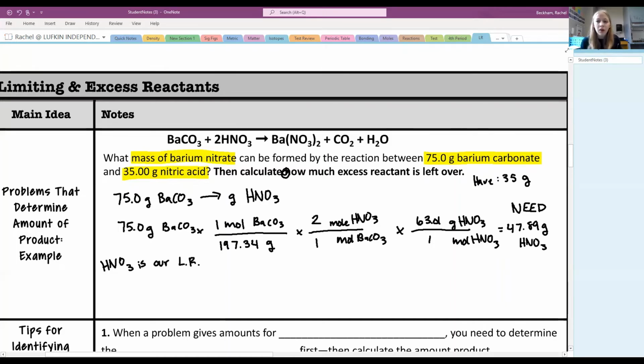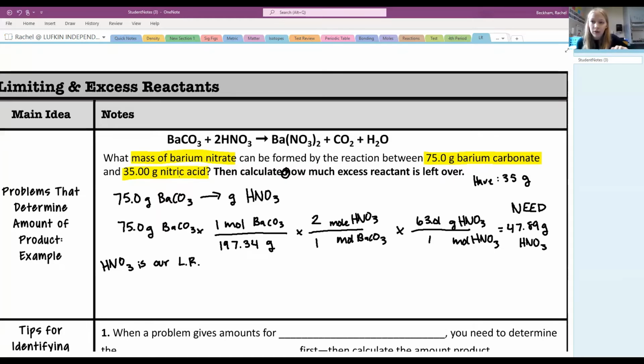Okay, so now we can actually answer the question. It says, what mass of barium nitrate can be formed by the reaction here? Well, if we know that HNO3 is what limits us, then you're going to use the limiting reactant to figure out how much product you have. Because if you had 100 graham crackers, but only 13 marshmallows, you would use the 13 marshmallows to dictate how many s'mores you would get, right?